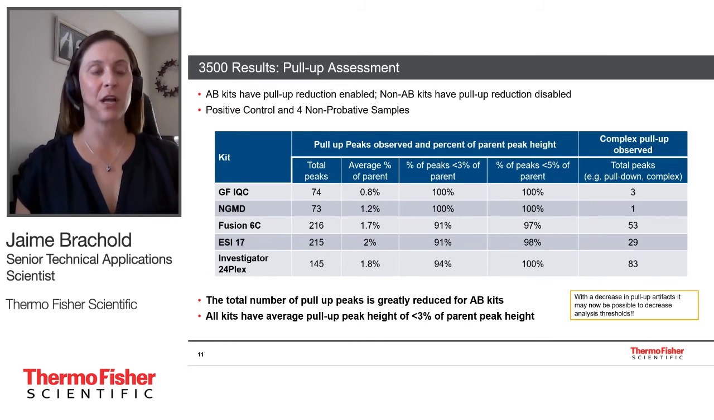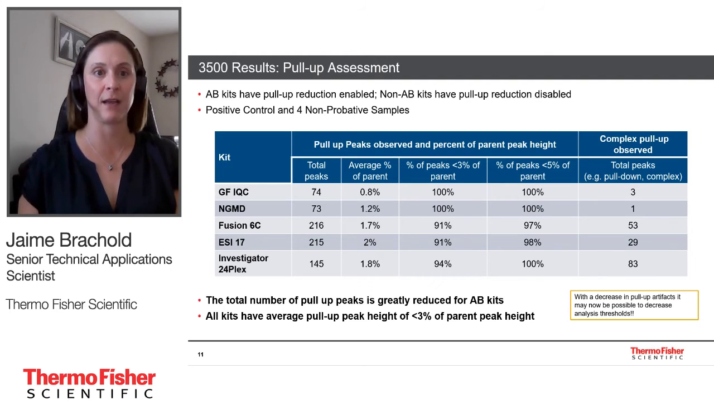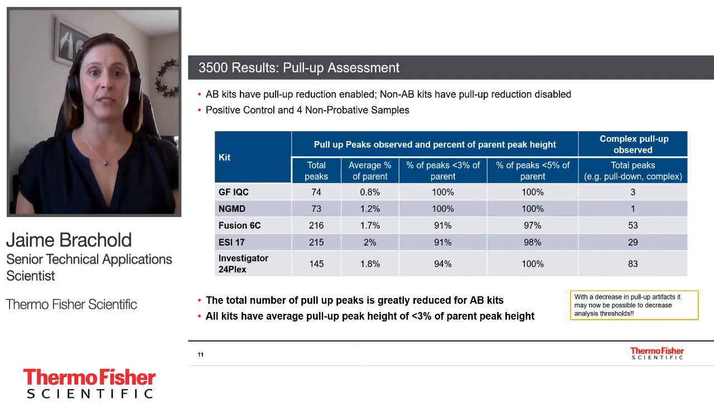So looking at the results on our 3500 for the pull-up assessment, Applied Biosystems kits, as a reminder, will have pull-up reduction enabled, so the use of sample-specific spectral data. The non-Applied Biosystems kits have pull-up reduction disabled, so that would just be using the traditional spectral calibration with those particular dye sets. We had a positive control and 4 non-probative samples for this analysis.